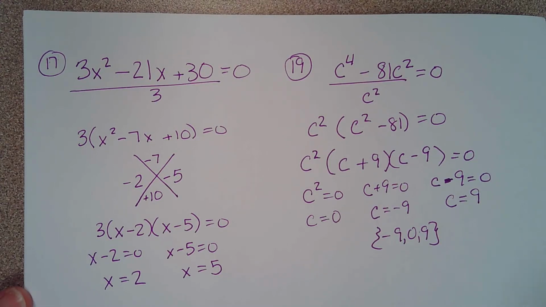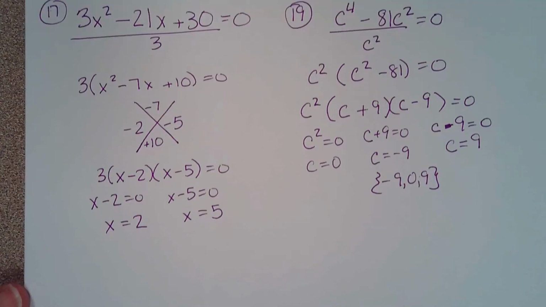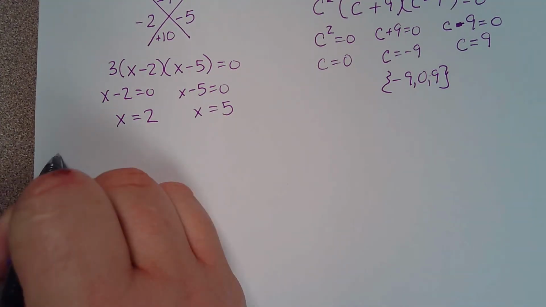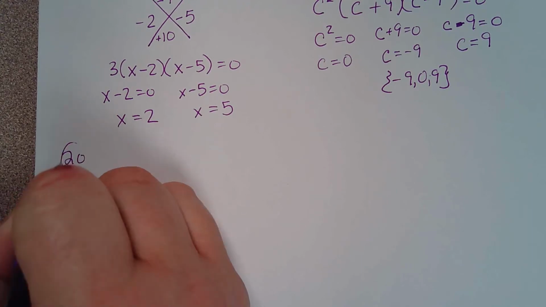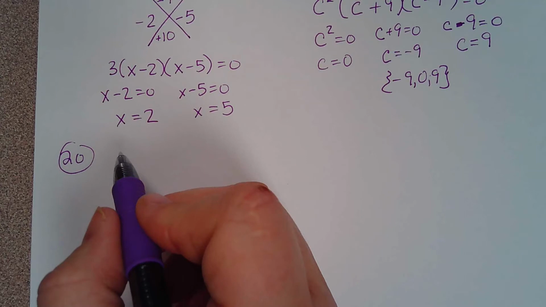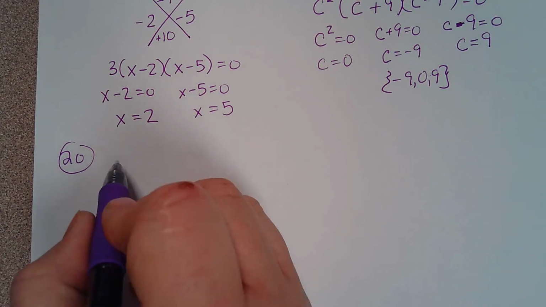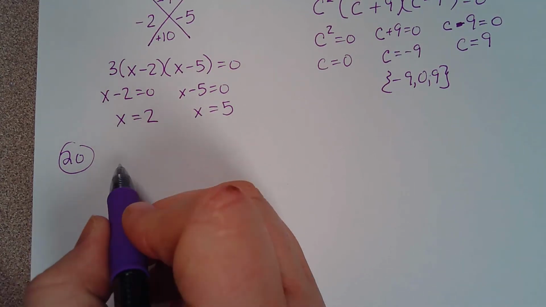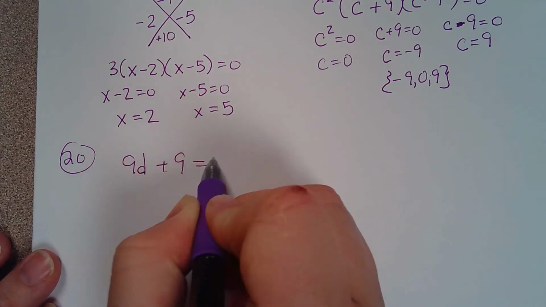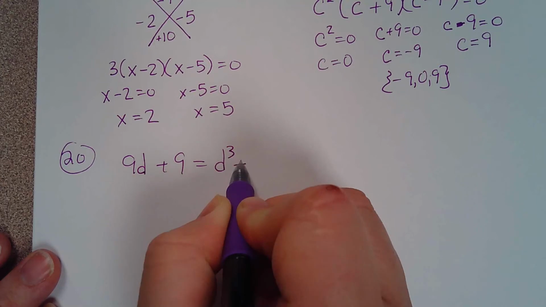All right, so let's look at number 20 and 22. And then that means that'll leave you 18 and 21 to work on. So 20 really is not a difficult concept. It's just a rewrite, and actually says 22. So we'll just do number 20, and then that gives you 3 problems to work out of the 6. So 9d plus 9 equals d cubed plus d squared.